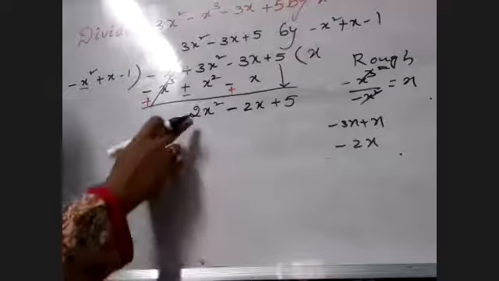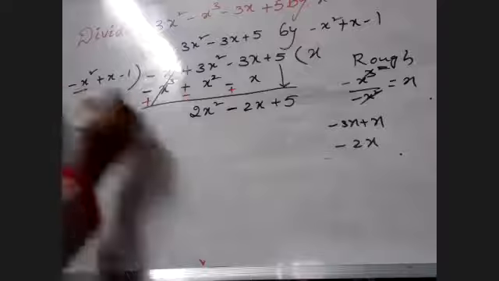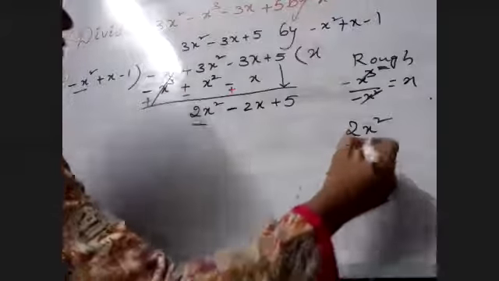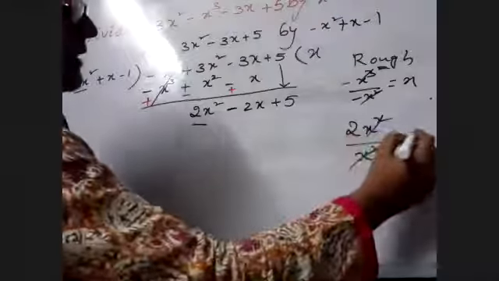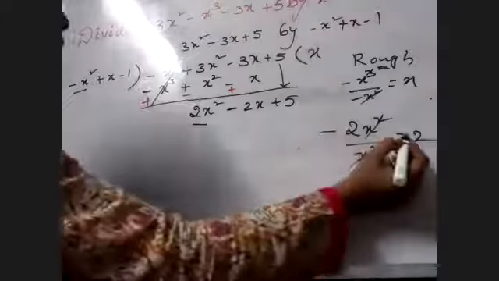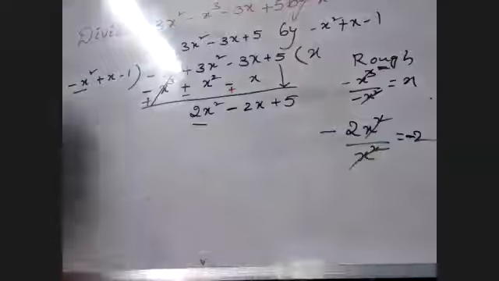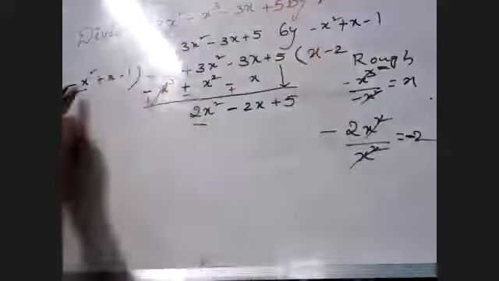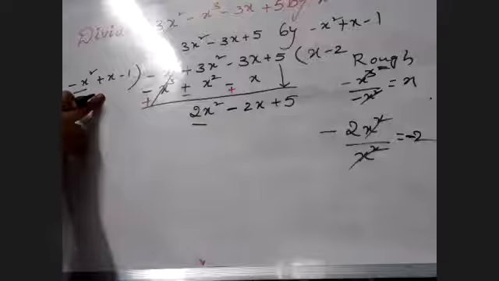So again I have to check this term and this term. Here 2x square by x square, I will get 2. This value 2 I have to take here as minus 2. With minus 2, again I have to multiply all the terms.